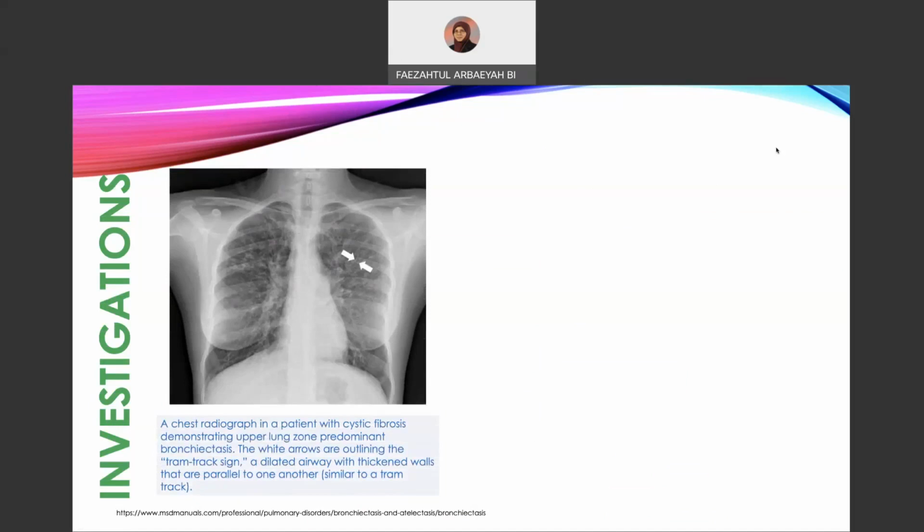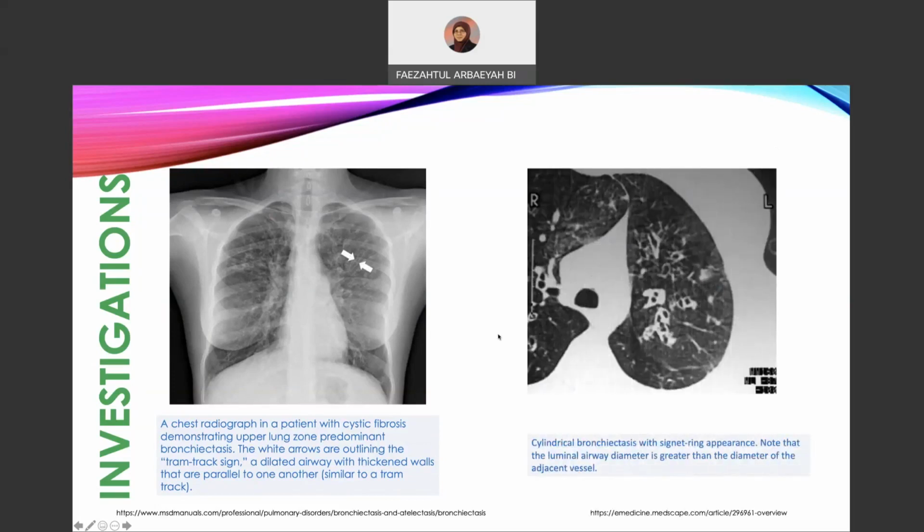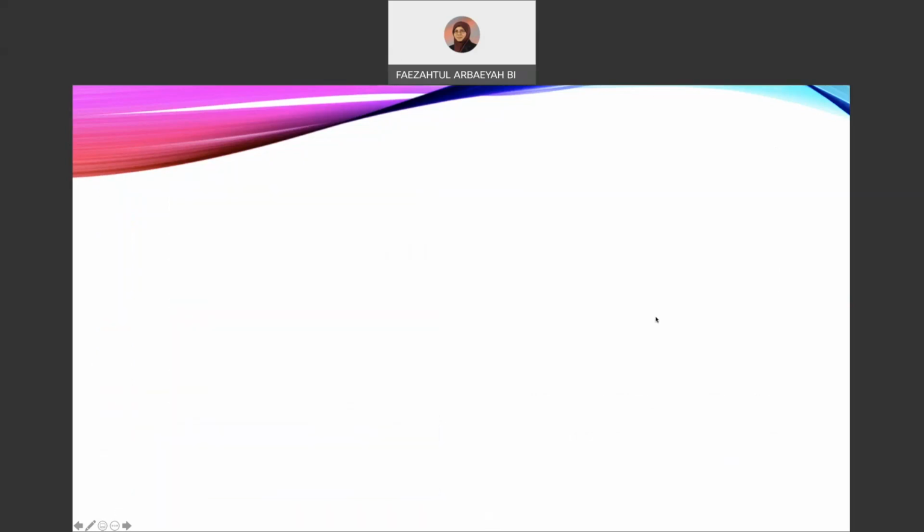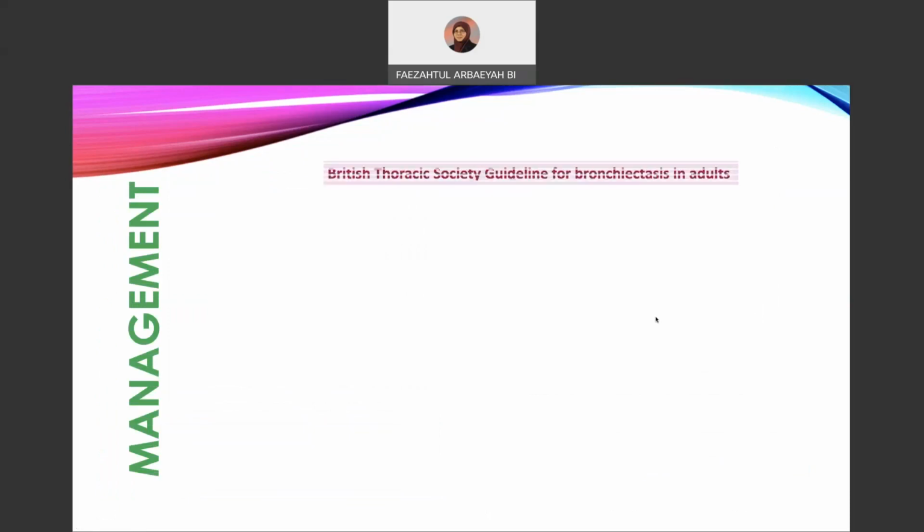So, investigation: chest x-ray. In this chest x-ray, there is a tram track sign, shown here by the white arrows. And the CT scan shows a signet ring appearance. This is the thickening of the airways.